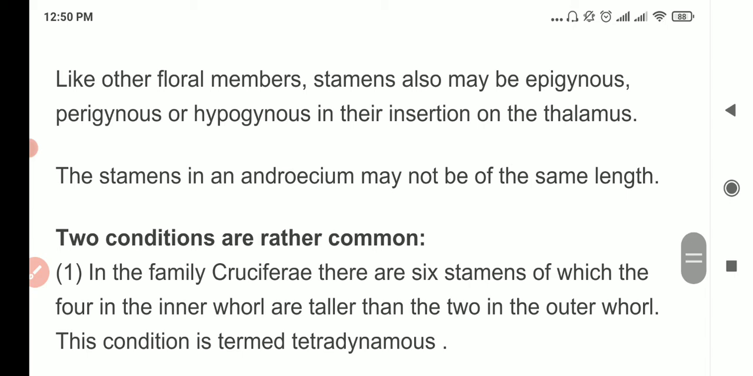So they could be epigynous, perigynous or hypogynous. I've told you it means they could be superior or inferior, above or below the ovary.